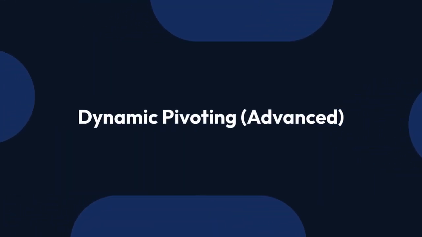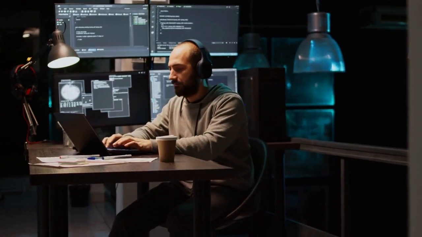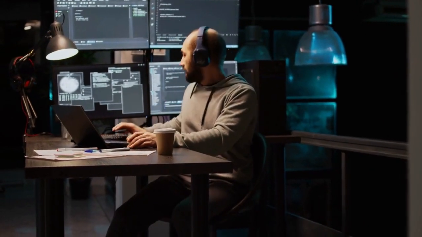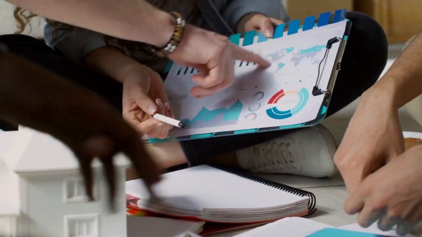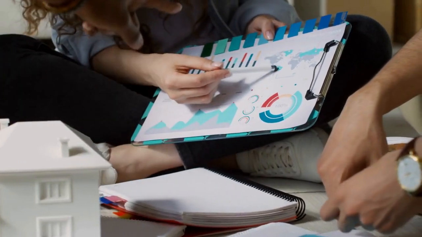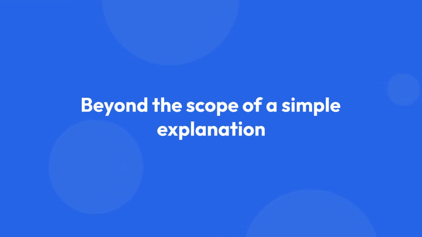5. Dynamic pivoting, advanced. For a truly dynamic pivot where you don't know the product names beforehand, you'd need to use more advanced techniques involving generating SQL dynamically, often using a procedural approach or a separate query to get the distinct product names, and then constructing the main query string. This is significantly more complex and beyond the scope of a simple explanation, but is achievable with PostgreSQL's powerful features. This approach avoids hard-coding product names in your SQL query.